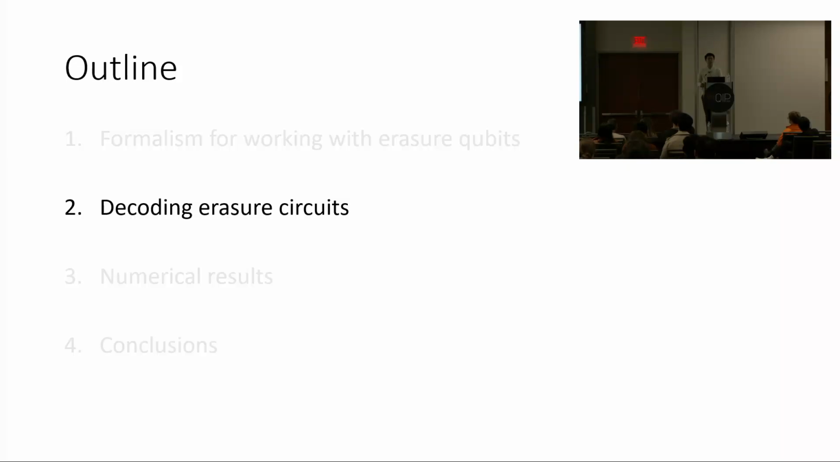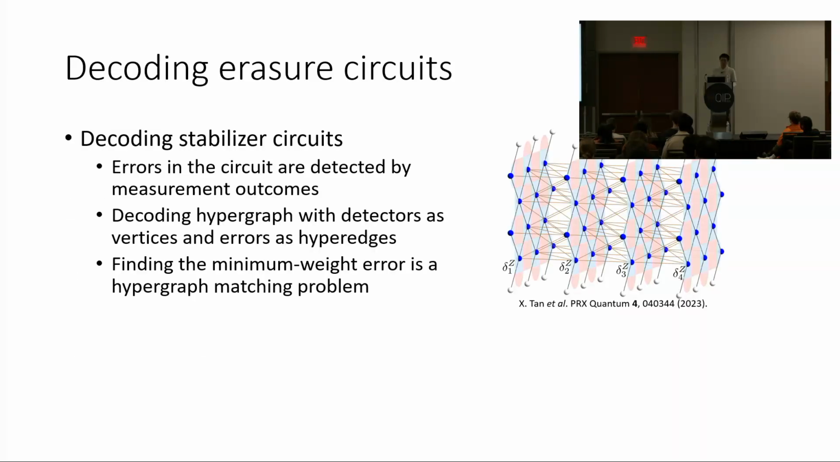Okay, now let me get into how to decode circuits that can be specified using that framework. So for stabilizer circuits, we have errors, like Pauli errors, that can occur in the circuit. And these would be detected by certain measurement outcomes. And a data structure that we can use to capture this problem is that of a decoding hypergraph. So we would have detectors, which are products of some measurements. These detectors would be the vertices of the hypergraph, and the errors would be the hyperedges that connect whatever Pauli noise with the detectors that would be triggered when this noise happens. And then finding the minimum weight error would be some kind of a hypergraph matching problem.